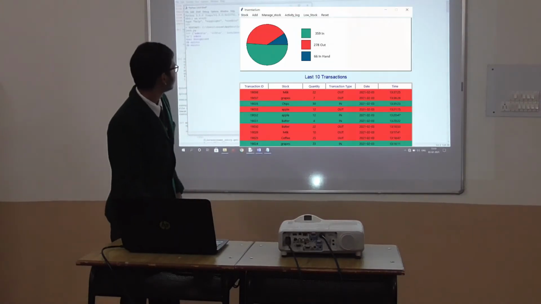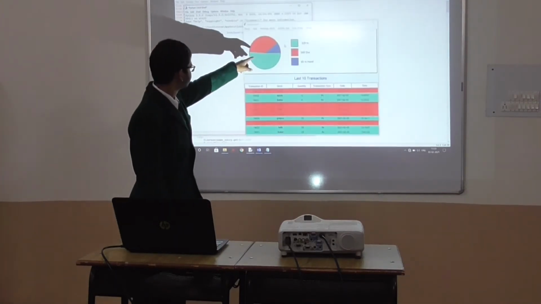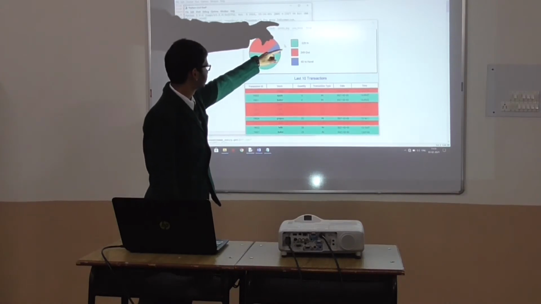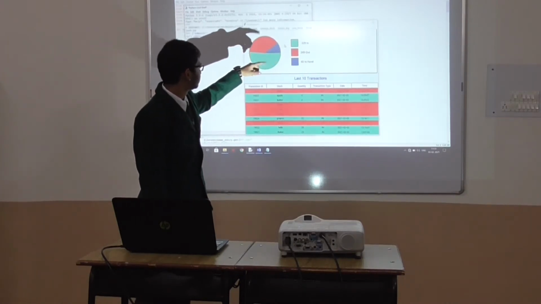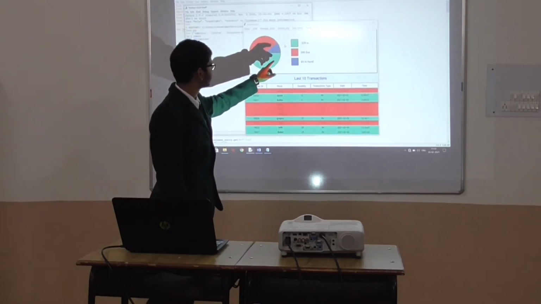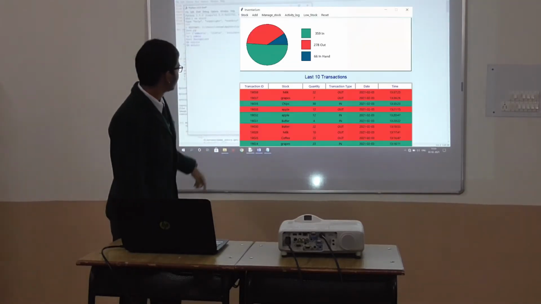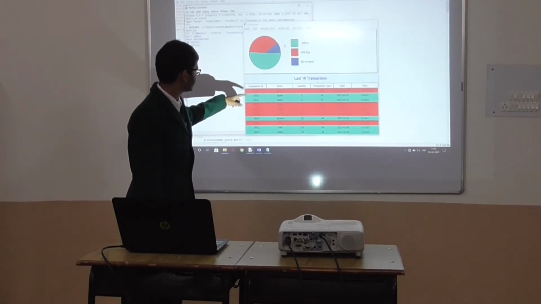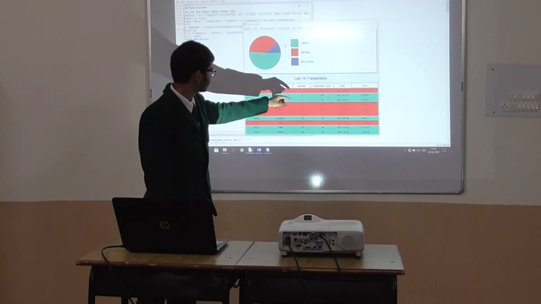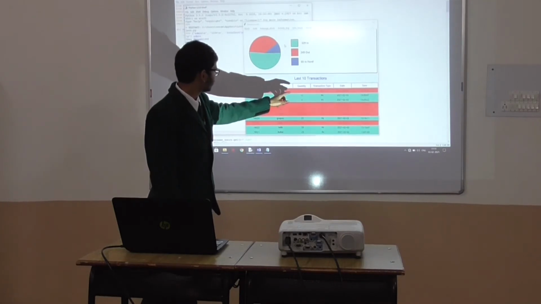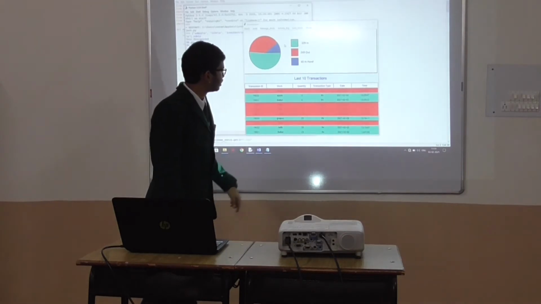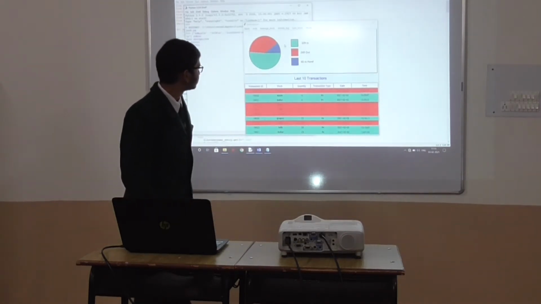So this is our front page, and this contains the pie chart. This shows all the stocks that are added in and the total, all the stocks that are out, and all the stocks that are present in the warehouse. And these are the transaction items, the last 10 transactions. It also shows the quantity which was taken out from the warehouse or put in the warehouse, and the date at which it was done.